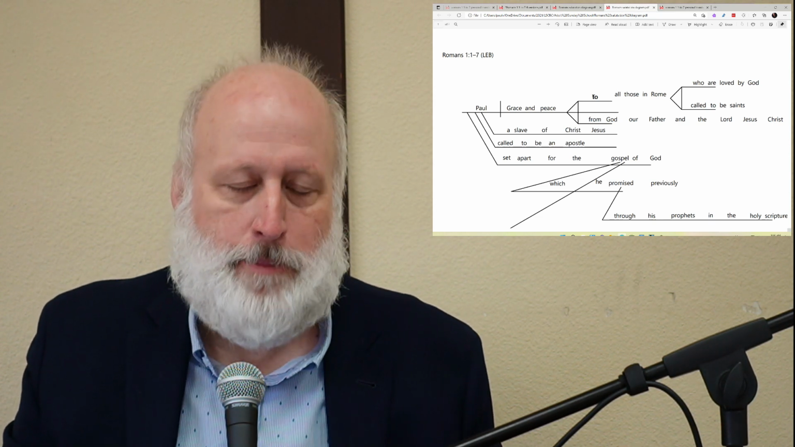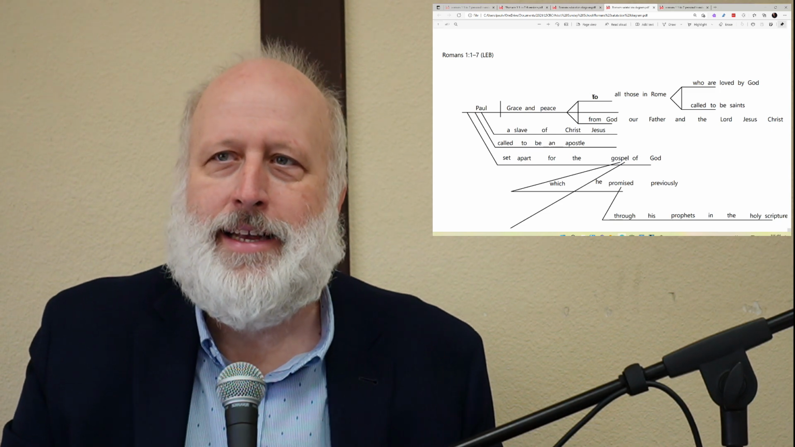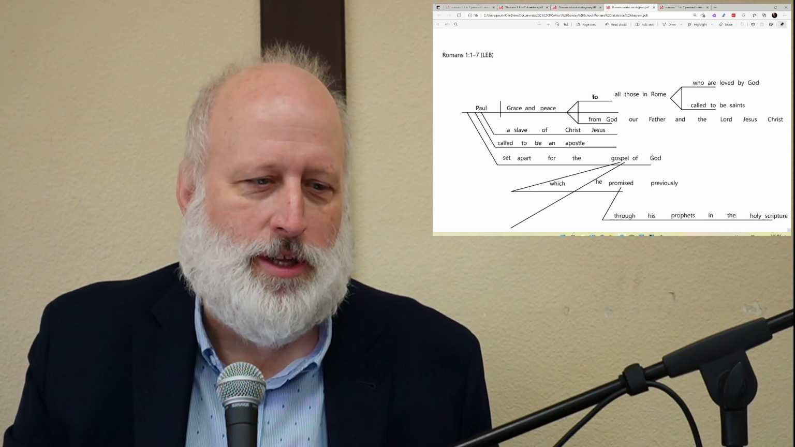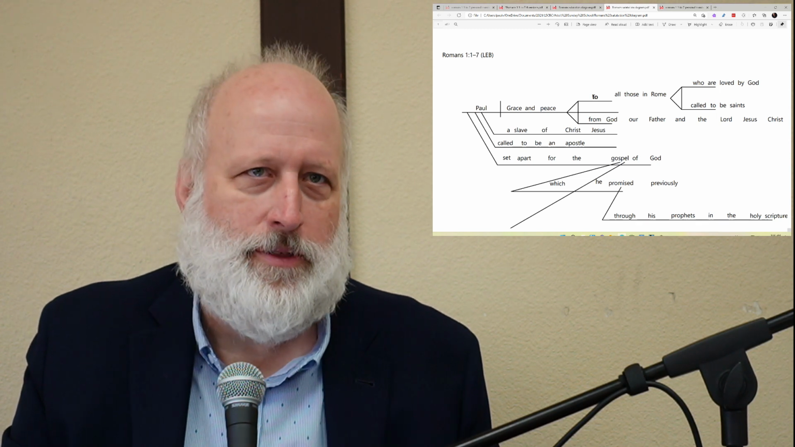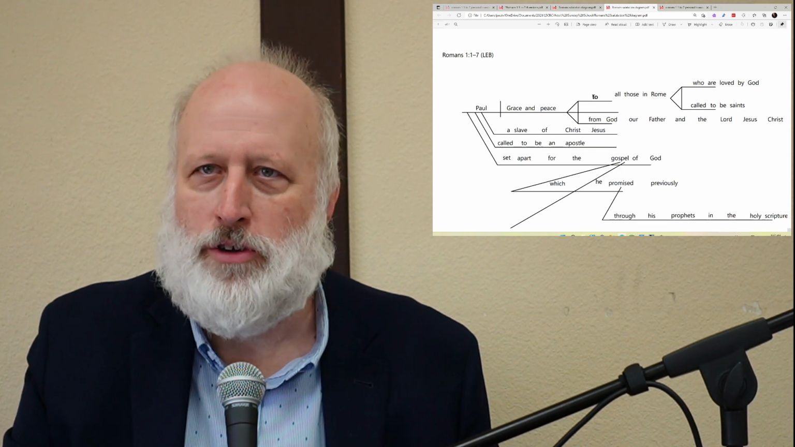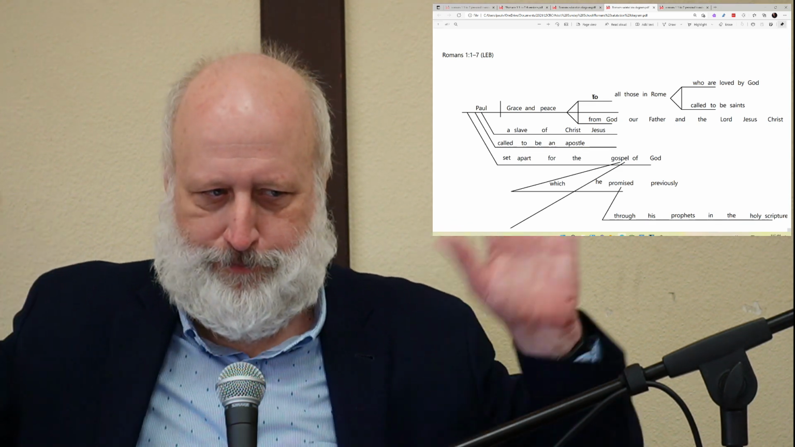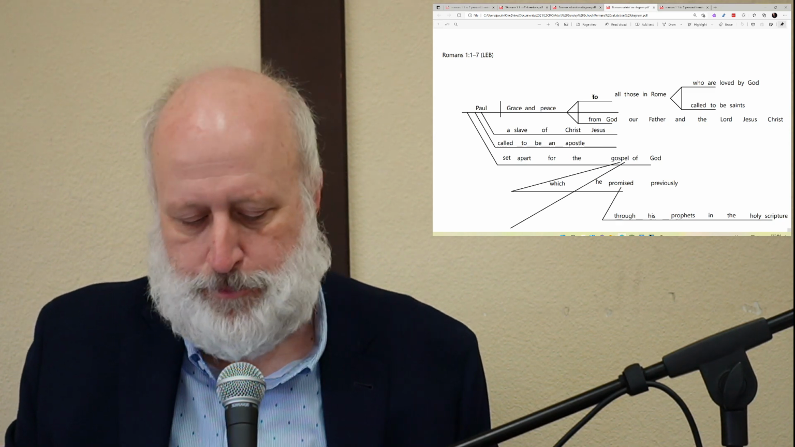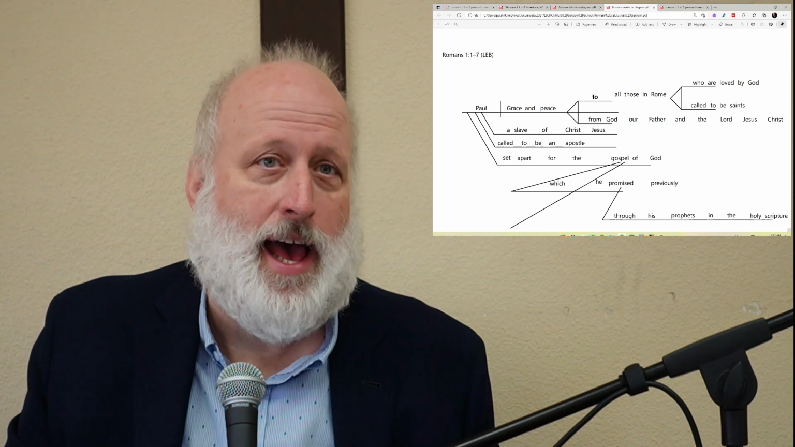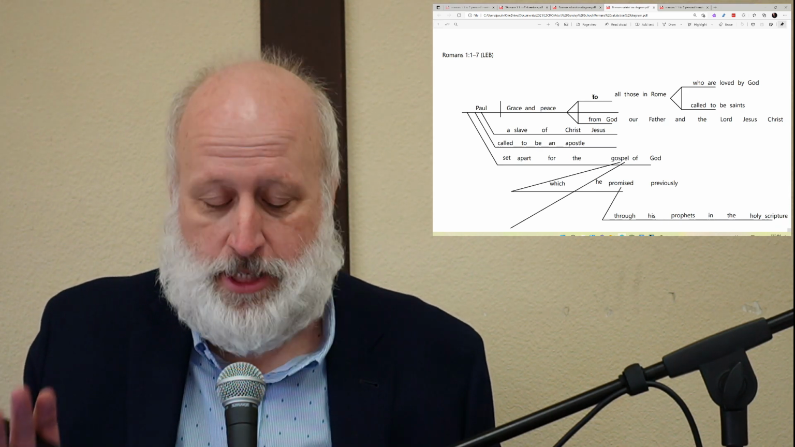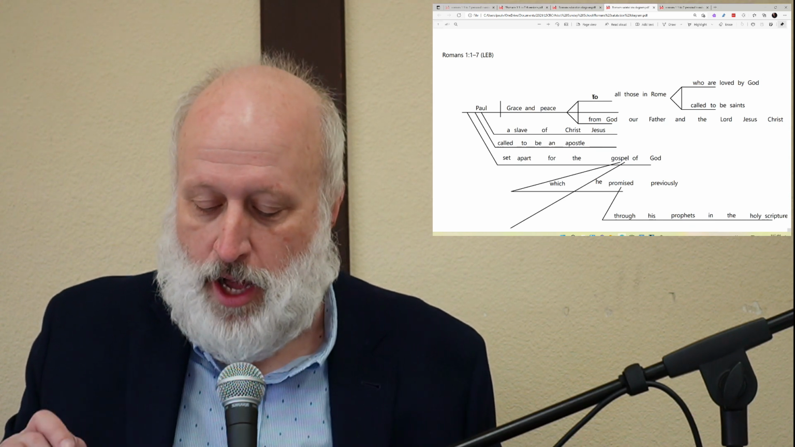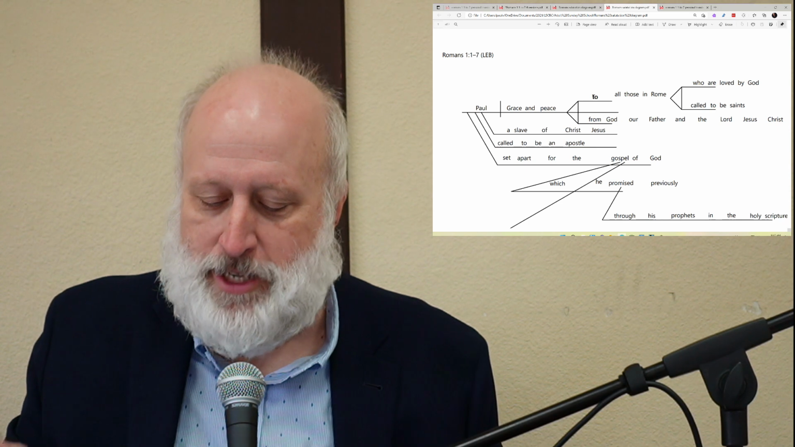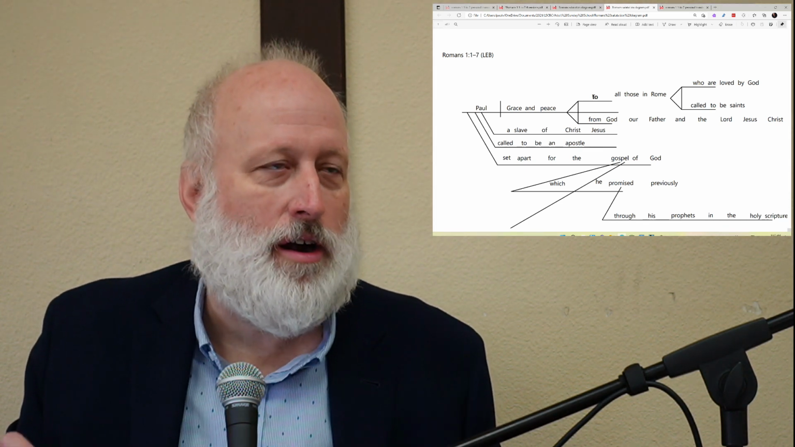So what I did this week was I made a diagram of sorts. Now, this is not technically, maybe when you were in grade school too, you learned how to diagram sentences. And this isn't really technically a diagram of the sentence structure, because to do this in Paul's Greek sentences requires a lot. So I just made sort of a diagram that helps us understand how the sentence flows. The main part of the sentence, as Eugene Peterson had, begins right at the top. It's a very simple sentence. Paul, grace and peace from God our Father and the Lord Jesus Christ to all those in Rome who are loved by God and called to be saints. And that's really the heart of the sentence.